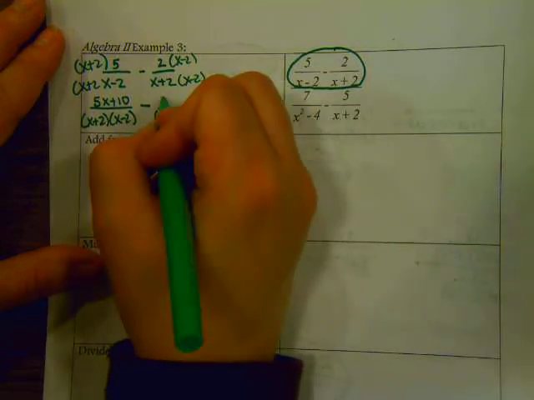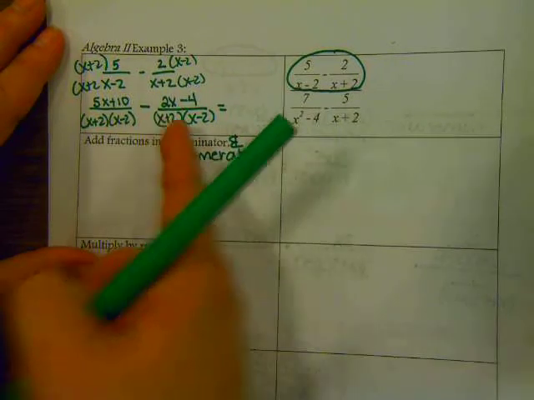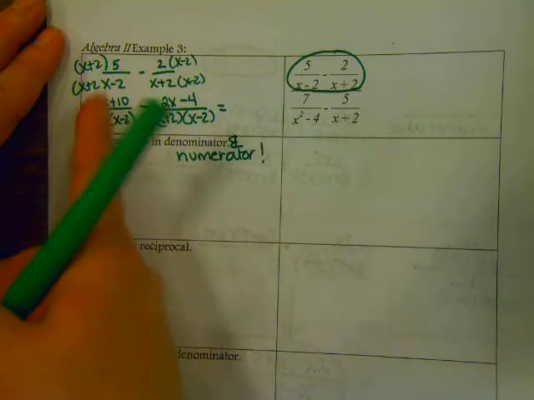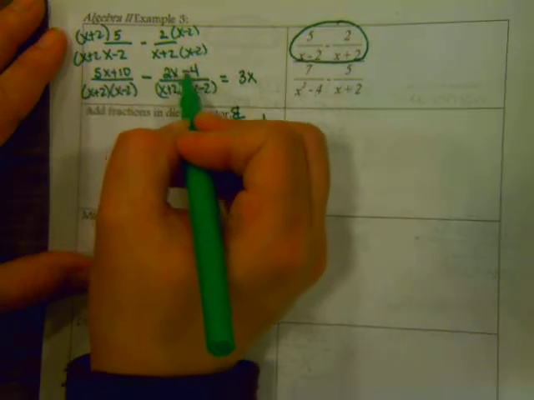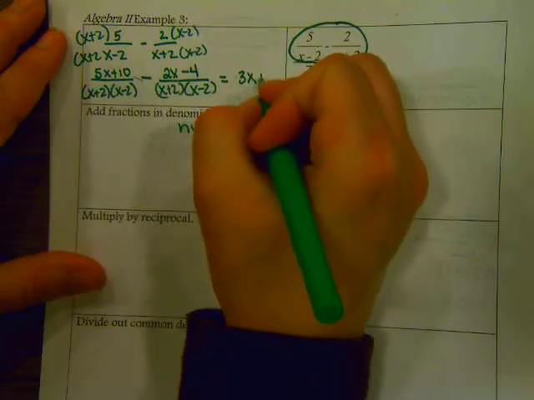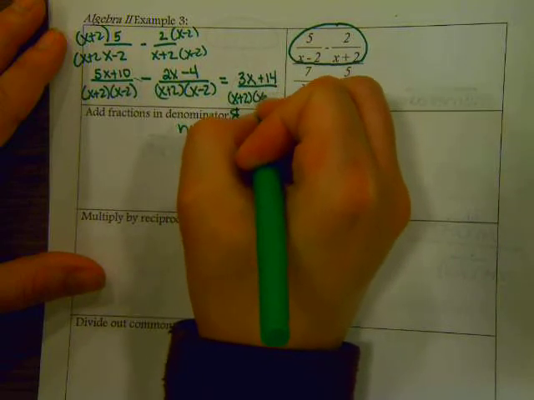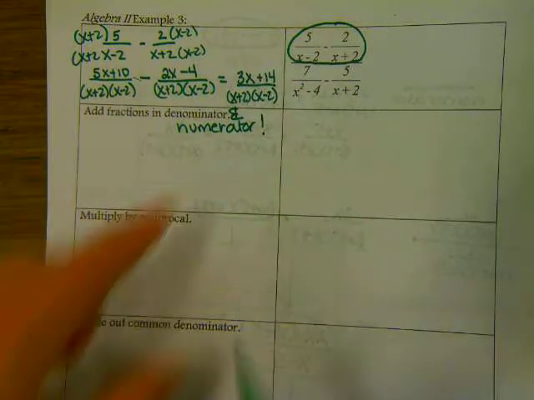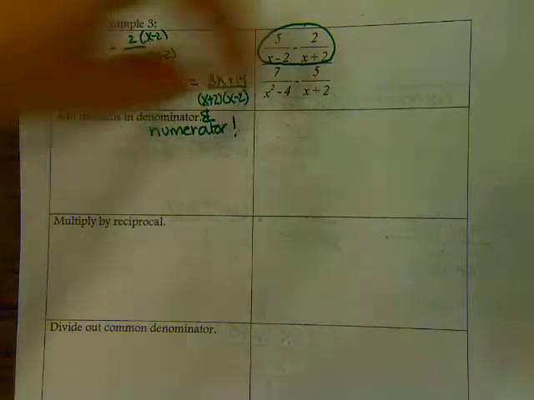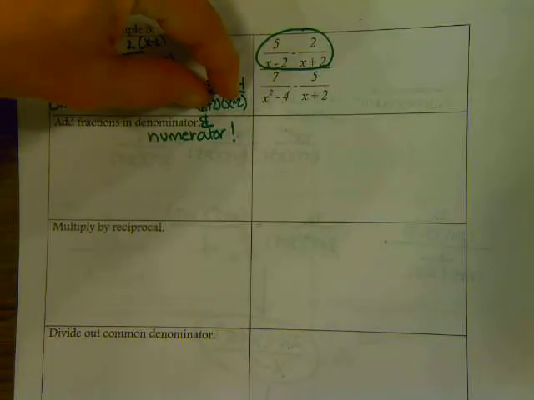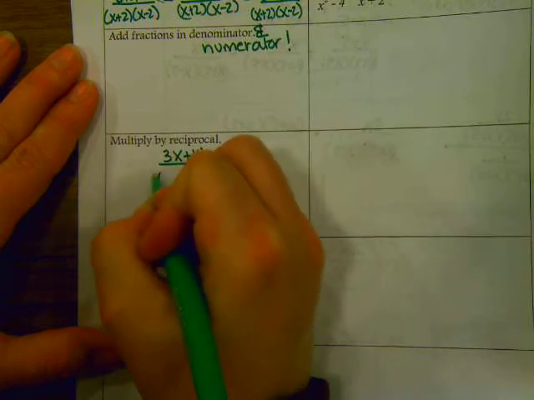Do distributive property. So one fraction that comes out of this, 5x minus 2x is 3x. 10 minus negative 4, be careful about double negatives, is going to be plus 14 over that denominator that we have. So this is my new numerator. I've made one fraction from the subtraction problem. It started with 2. Now here's my new numerator.